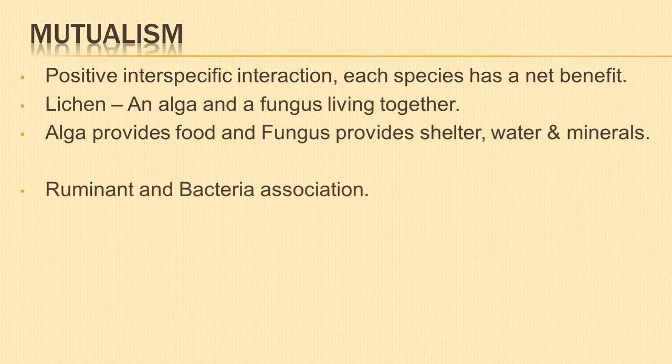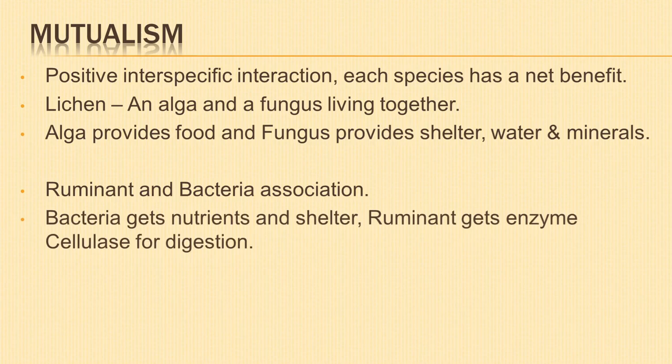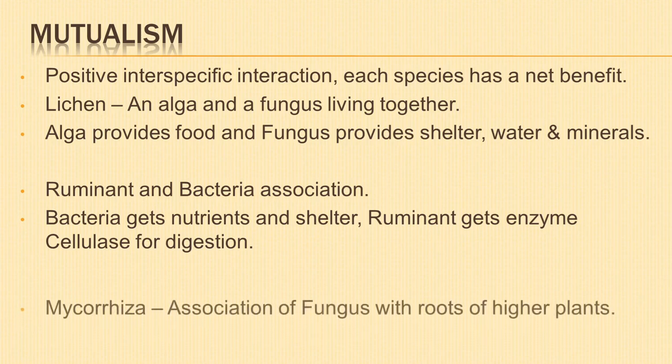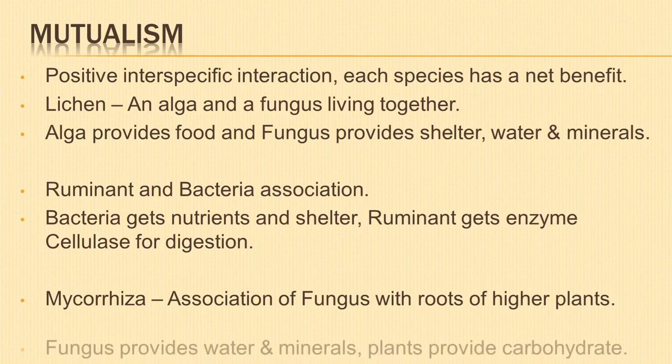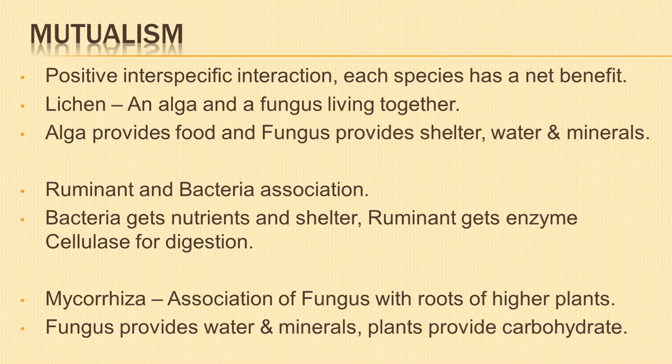Second example is ruminant and bacteria association. Bacteria get nutrients and shelter by living in the stomach of ruminants. Ruminants are herbivorous mammals. Bacteria release enzyme cellulase, which facilitates the digestion of cellulose for the ruminants. Next example is mycorrhiza. It is an association of a fungus with the roots of higher plants. The fungus absorbs water and minerals from the soil and makes it available to the plant. The carbohydrates or organic molecules synthesized by the plants are absorbed by the fungus.